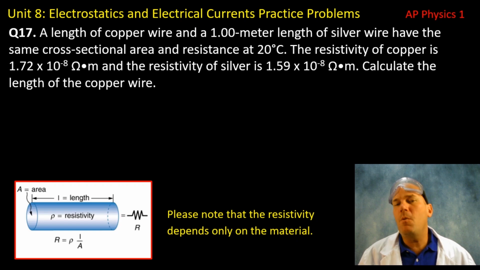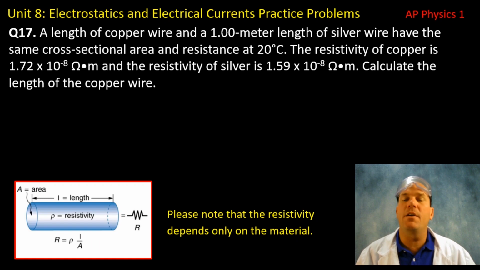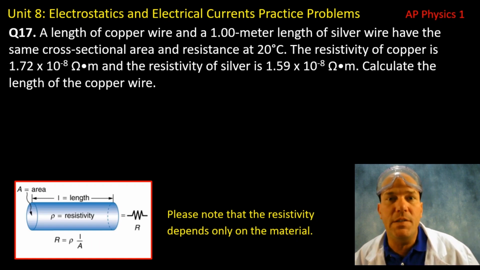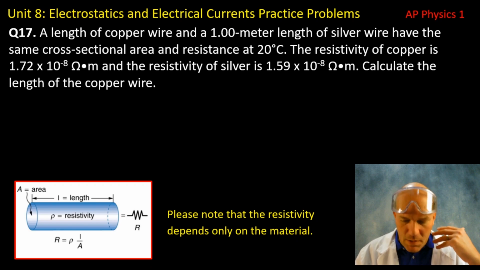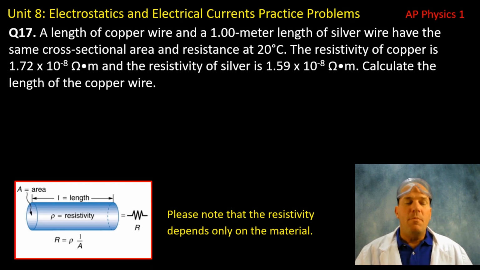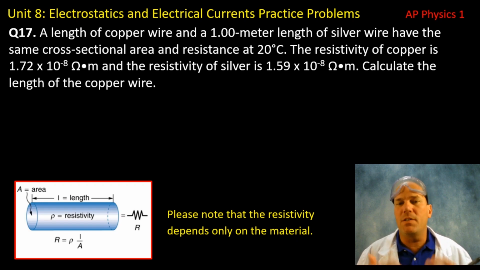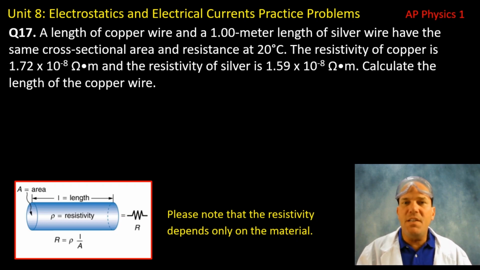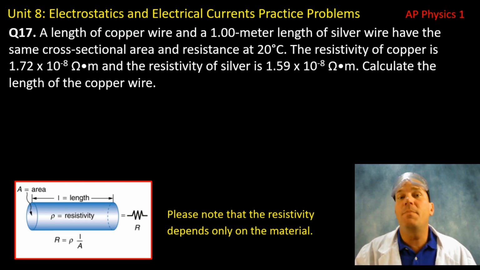Okay, question 17. A length of copper wire and a 1 meter length of silver wire have the same cross-sectional area and resistance at 20 degrees Celsius. Now again, note that the temperature is given because there is something called the temperature coefficient of resistance, which is beyond the scope of this course. But resistance and resistivity, these are based on collisional processes, so they are temperature dependent. So you will typically see the temperature. In this course, you're not going to be using the temperature, but I wanted to make you aware of this fact.